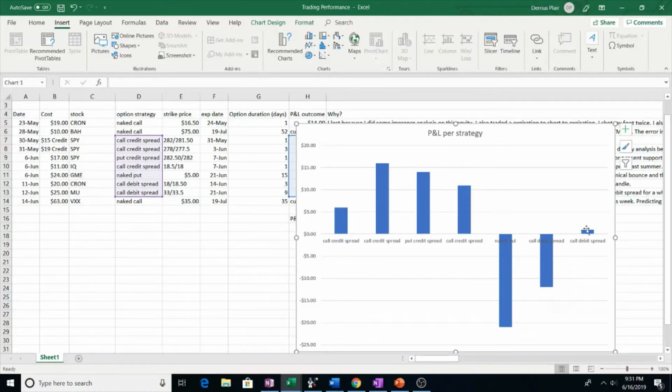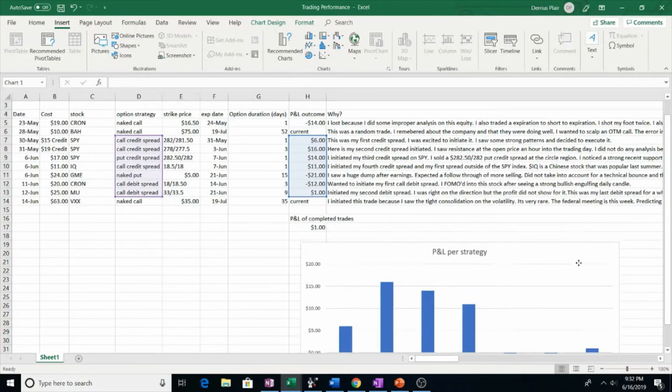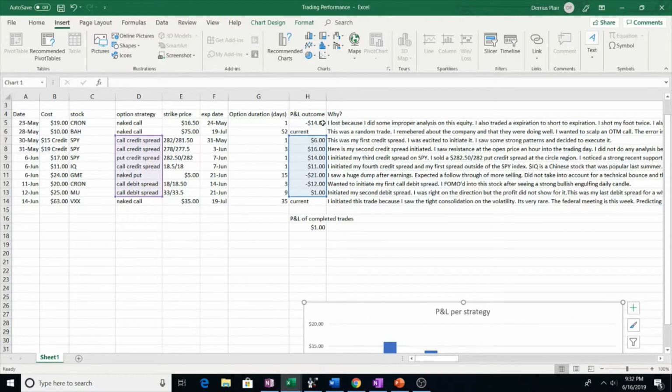You have your debit spreads. I don't even like debit spreads after doing those two. I'm good off of two losses. I mean, I made $1 off of the Micron, but I would have made at least $15 to $20 if I did a naked call instead of that debit spread. So I am thankful for the knowledge, but now I am good on debit spreads. So look, here are my profit and losses of my completed trades.